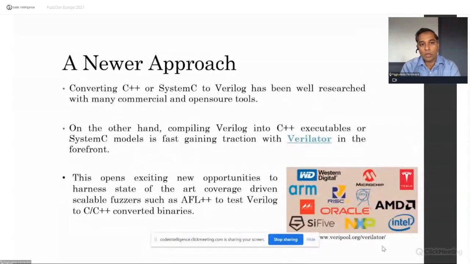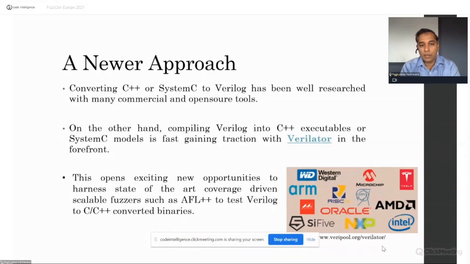So what we want to talk about today is this new approach that's gaining traction, and there are some research papers, not many, but there are some research papers talking about it. And I want to focus this talk on this aspect. You may already be familiar with converting C++ or SystemC code to Verilog code. One of the applications is I want to write code in C, and then I want to put it on an FPGA or convert it into a synthesizable design. And there are many commercial and open source tools that support this.